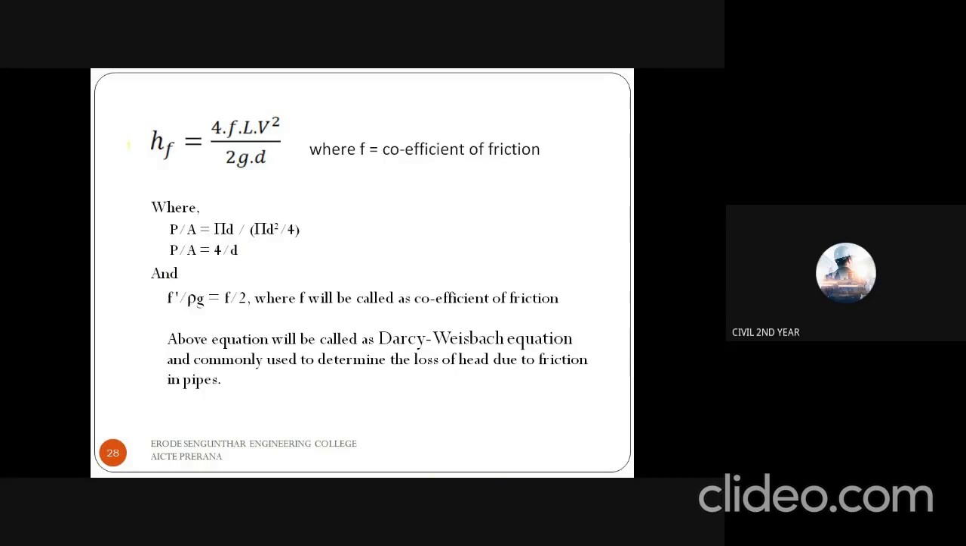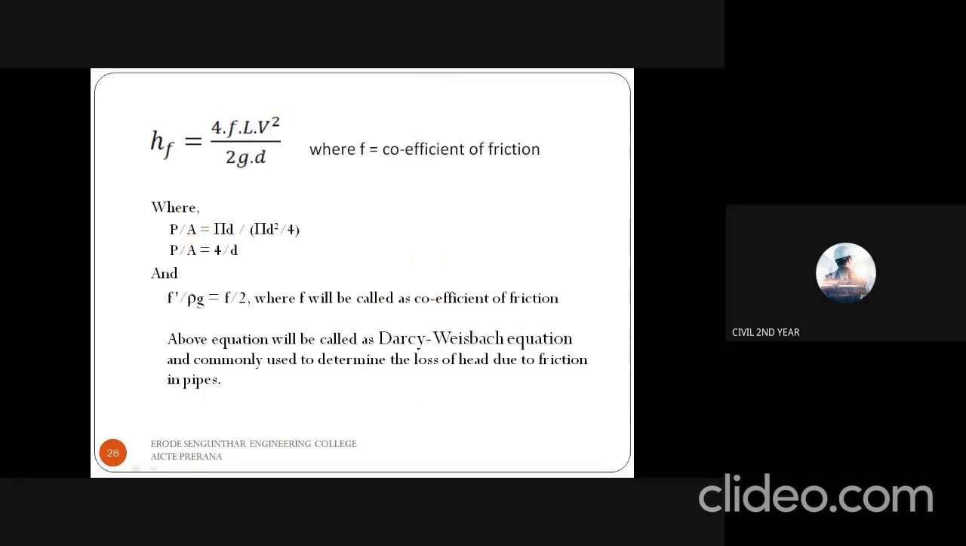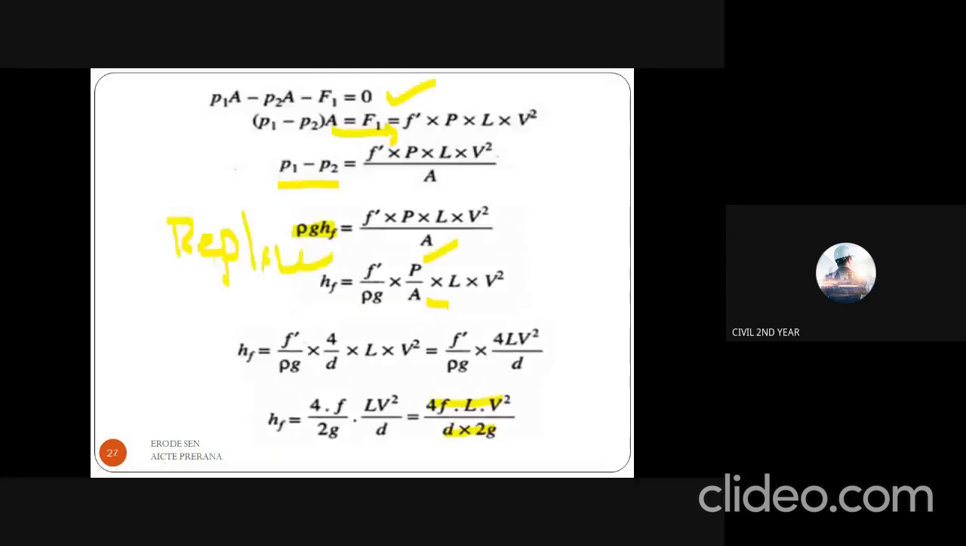So HF, head loss, is equal to 4F L V square by 2G into D, where F is the coefficient of friction. Here P by A is equal to pi D divided by pi D square by 4, which we have found to be 4 by D. We replace the perimeter and area formula, pi D by pi D square by 4, which simplifies to 4 by D. So simply replace P by A equal to 4 by D.